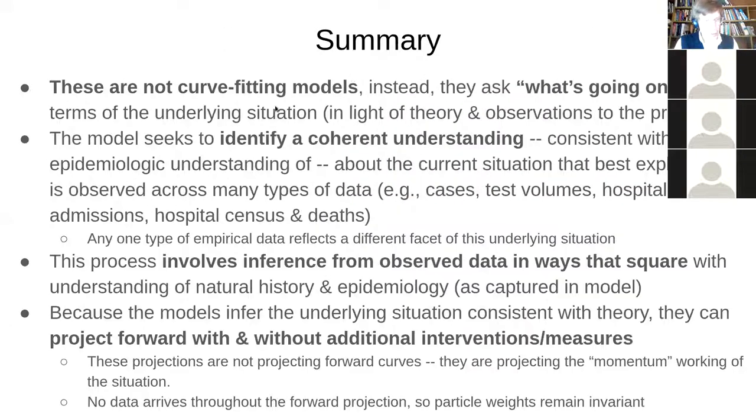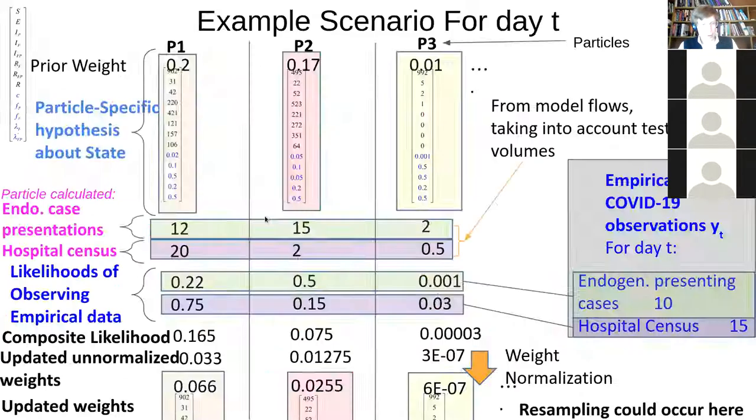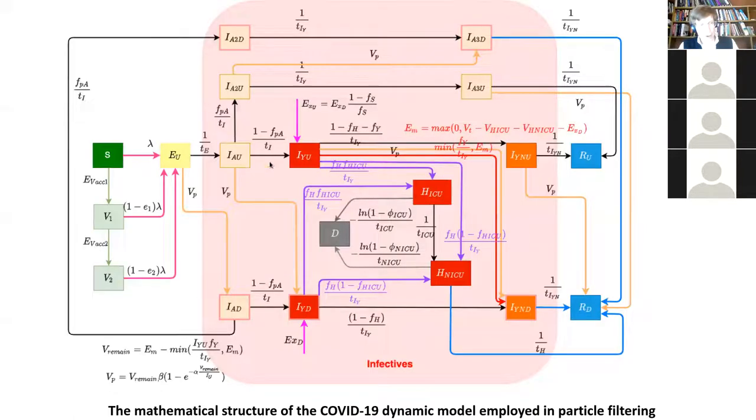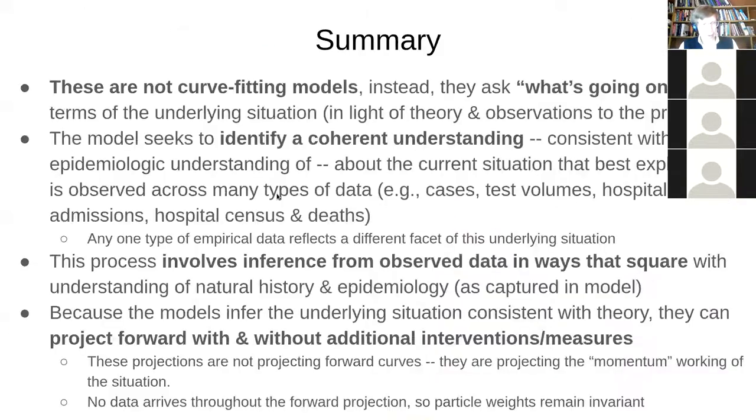That's what's going on. It's not fitting the curve. No. It's interpreting an observation of what's going on in the world. We're updating our understanding of the underlying situation in a way that it's most consistent with what we see empirically. But it's always consistent with the theory captured by the model, recognizing there's some wiggle room with the theory because of stochastics. The model seeks to identify a coherent understanding consistent with the broad theory, this broad natural history of infection, et cetera, that also makes sense of this data.